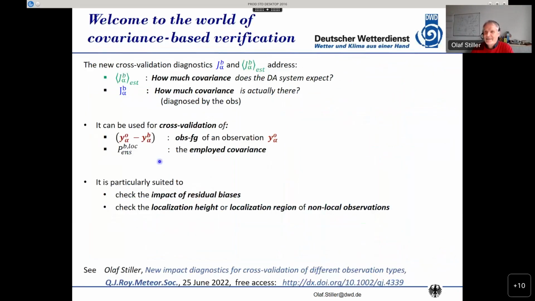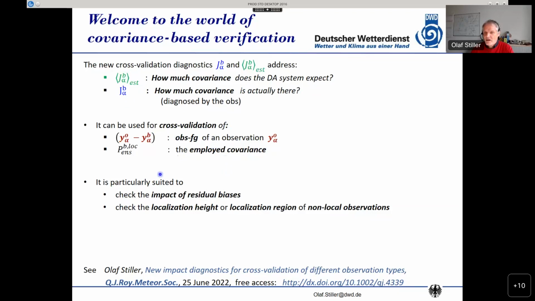Okay, that's good. I already come to my last slide. I hope I gave you some impression about the kinds of insights one can get from the covariance-based cross-validation methods, which I'm working on. You get a diagnostic for what the data assimilation system has as covariances, where it has covariances, and then whether the observations, by the blue curve, agree with it. You can use it for cross-validating different observation types, or, as I've shown you in an example, also for cross-validating the employed covariances in your system.